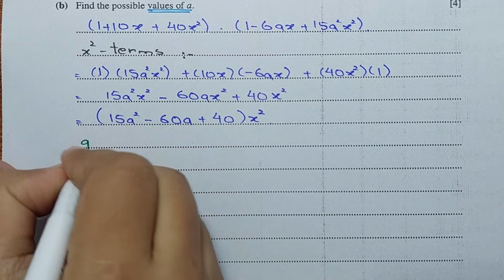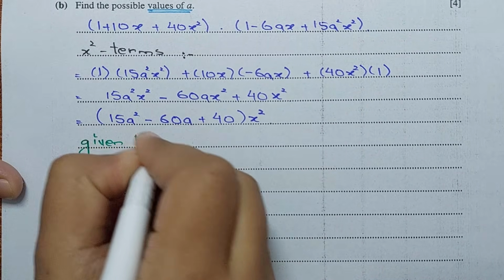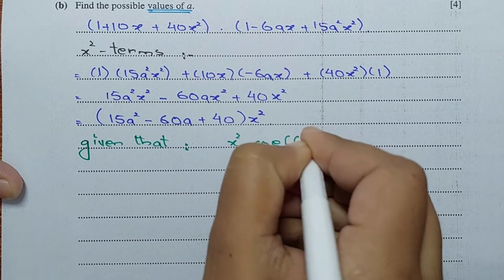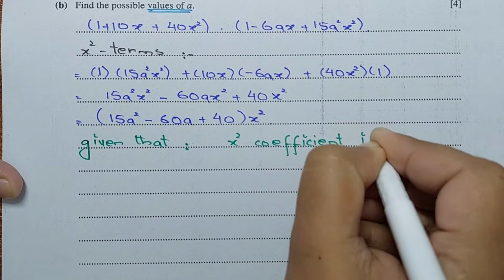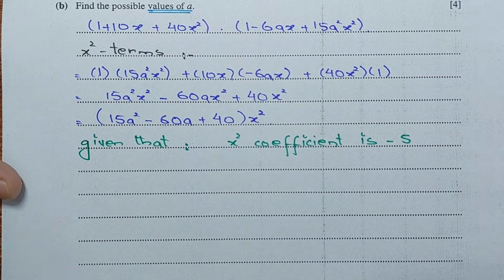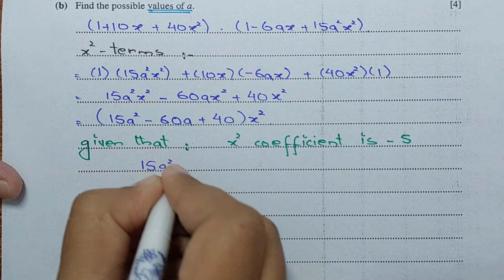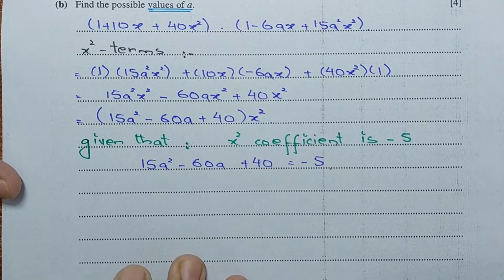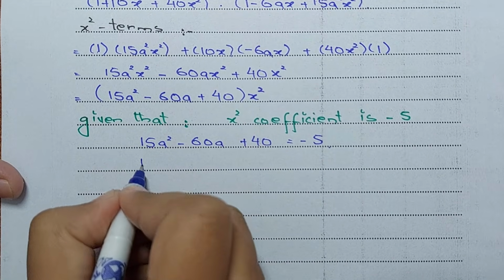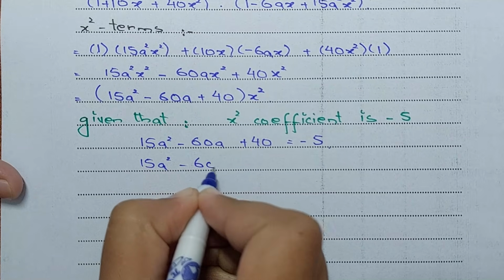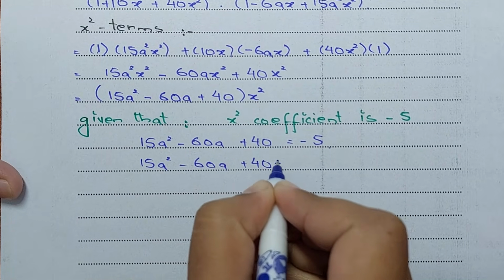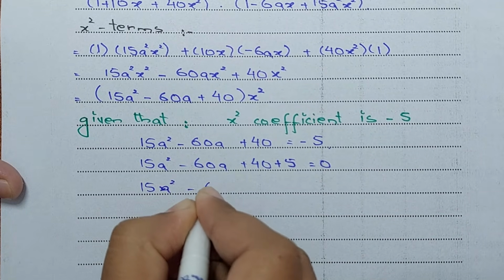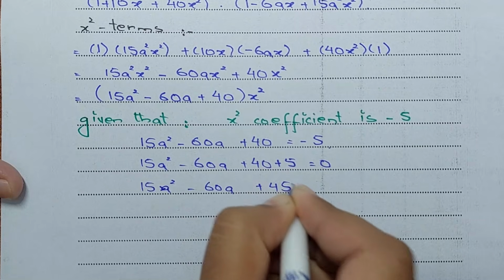So we have given that x square coefficient is minus 5. So we can say 15a square minus 60a plus 40 is negative 5. All right. Now just simplify. So 15a square minus 60a plus 40 plus 5. Shift the 5 on the other side. 15a square minus 60a plus 45 is equal to 0.